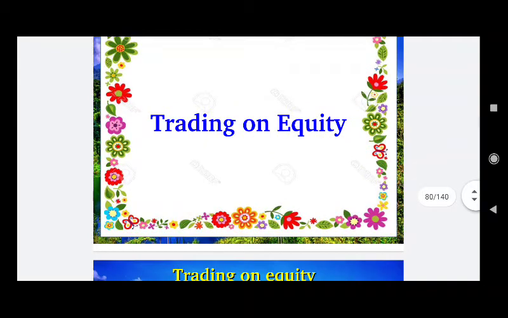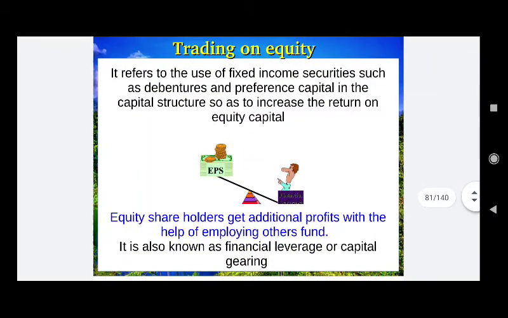Another word is trading on equity. Trading on equity refers to the use of fixed income securities such as debentures, loans and preference capital in the capital structure so as to increase the return on equity capital. Equity shareholders get additional profit with the help of employing other funds, and it is also known as financial leverage or capital gearing.